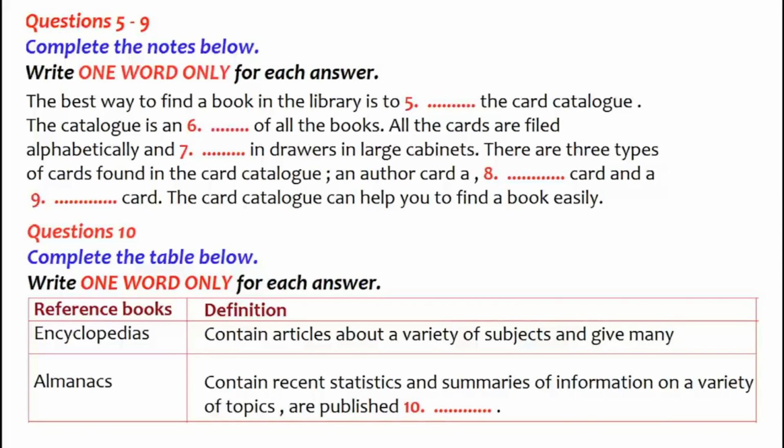You should be aware that reference books may not be taken out of the library under any circumstances. They are used only in the library. That is the end of part 1. You now have half a minute to check your answers.